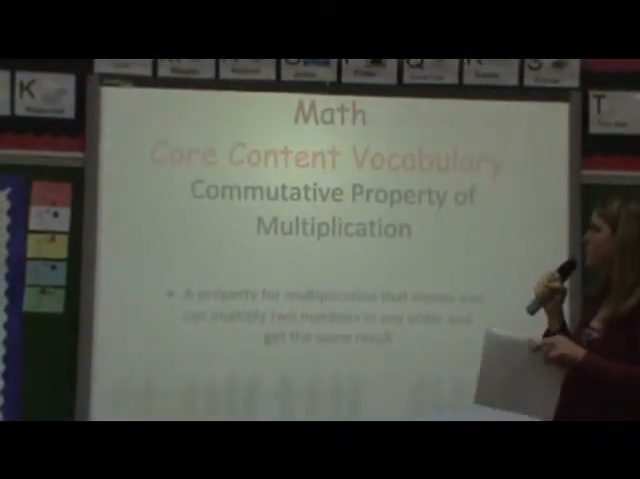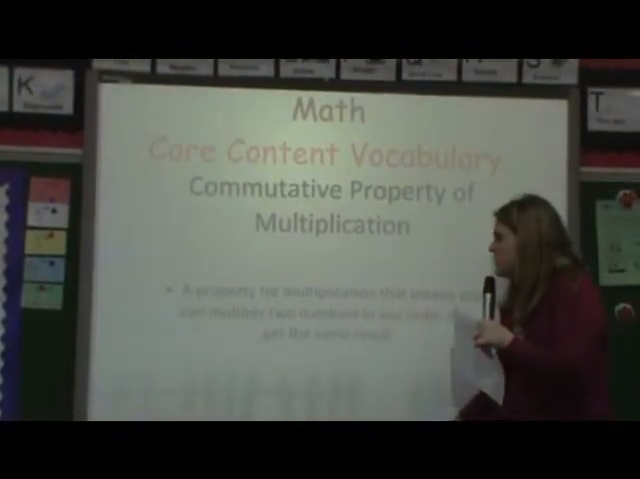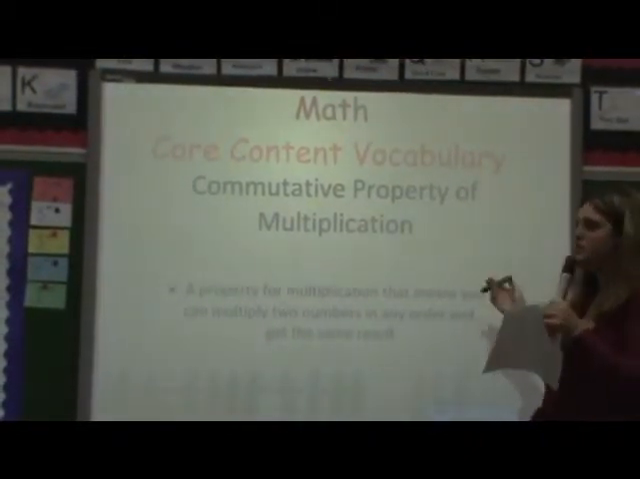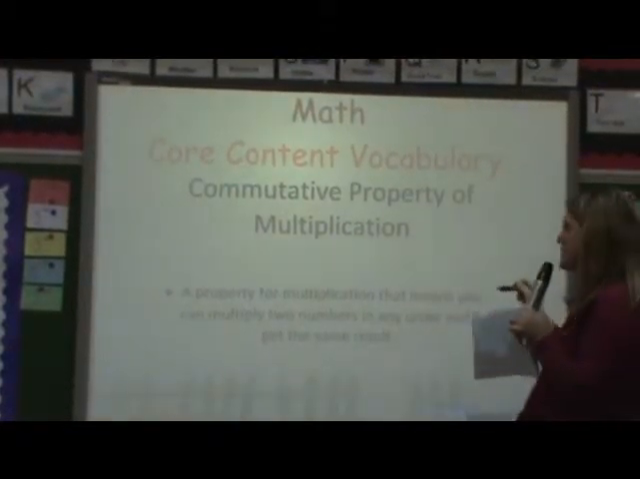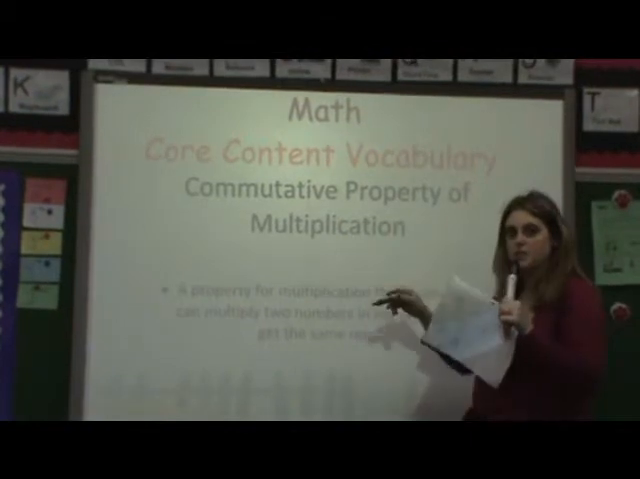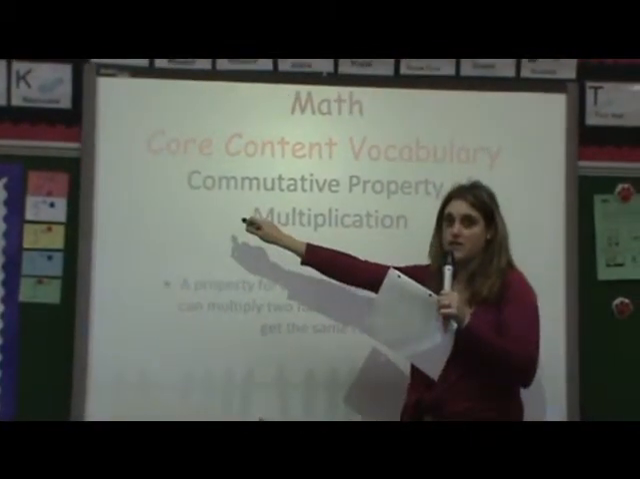And the commutative property of multiplication. Yesterday, boys and girls, we talked about the commutative property of addition, being that you can switch your numbers around in addition and it still adds up to be the same thing. Well, the same thing applies to multiplication. So this is the big fancy word, and my 4th and 5th graders, you need to know this word.